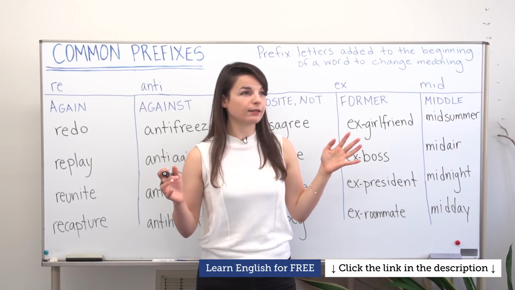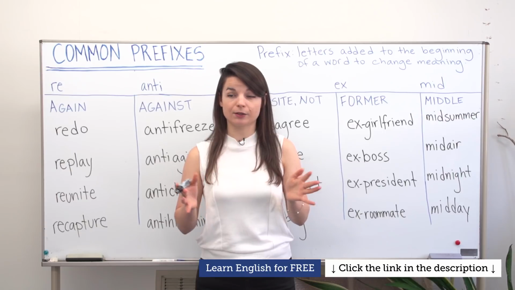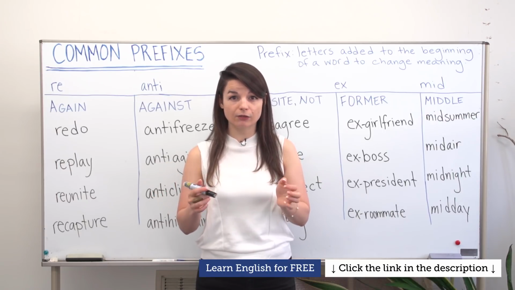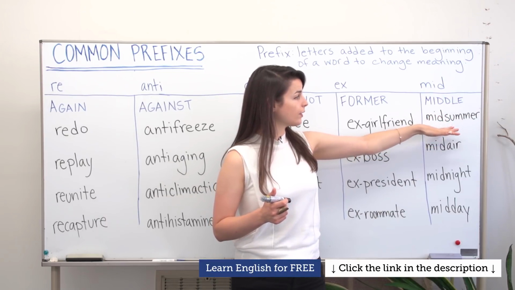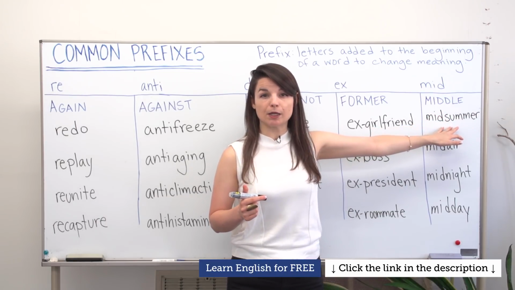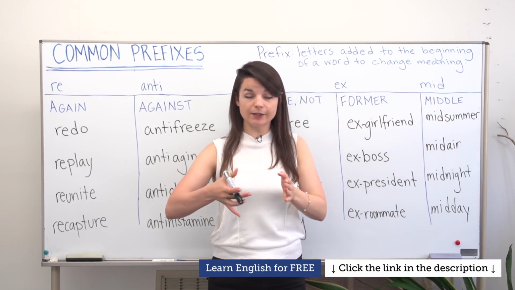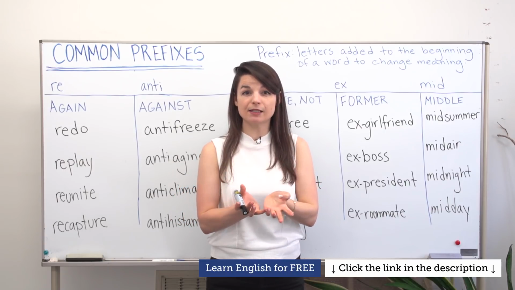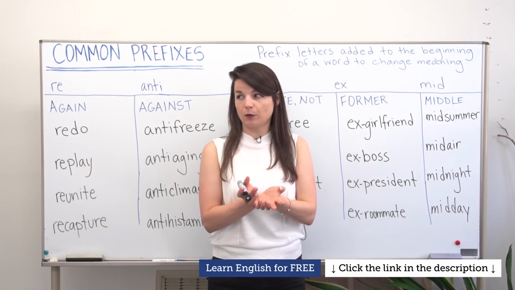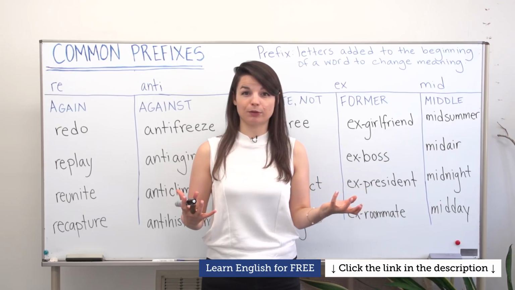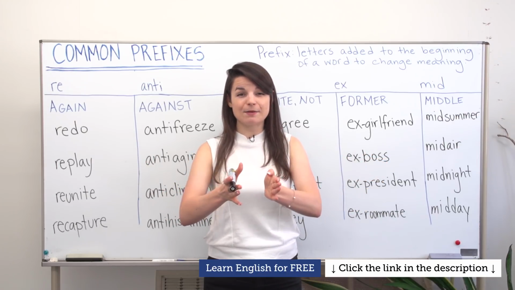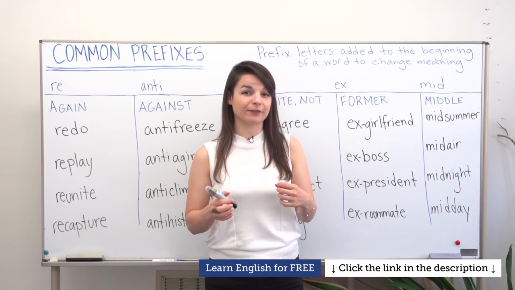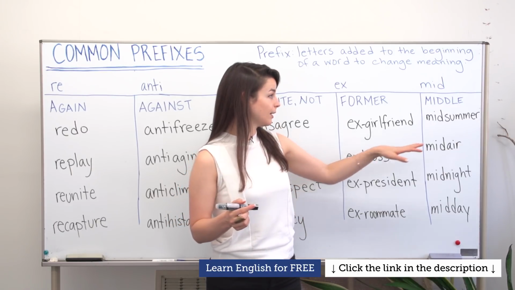So we use this a lot for time periods or times of day, seasons, for example. Let's look at some examples. So the first example here is midsummer, midsummer. Summer is the season, so mid means in the middle of summer. So you might be familiar with a Shakespeare play called A Midsummer Night's Dream. That play occurs in the middle of summer, midsummer, during, in the middle.